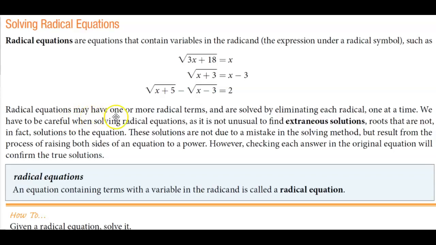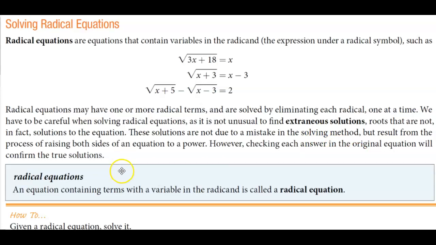Radical equations may have one or more radical terms, and are solved by eliminating each radical one at a time. We have to be careful when solving radical equations, and it is not unusual to find extraneous solutions. Extraneous solutions are roots that are not, in fact, solutions to the equation. These solutions are not due to a mistake in the solving method, but result from the process of raising both sides of an equation to a power. However, checking each answer in the original equation will confirm the true solutions.